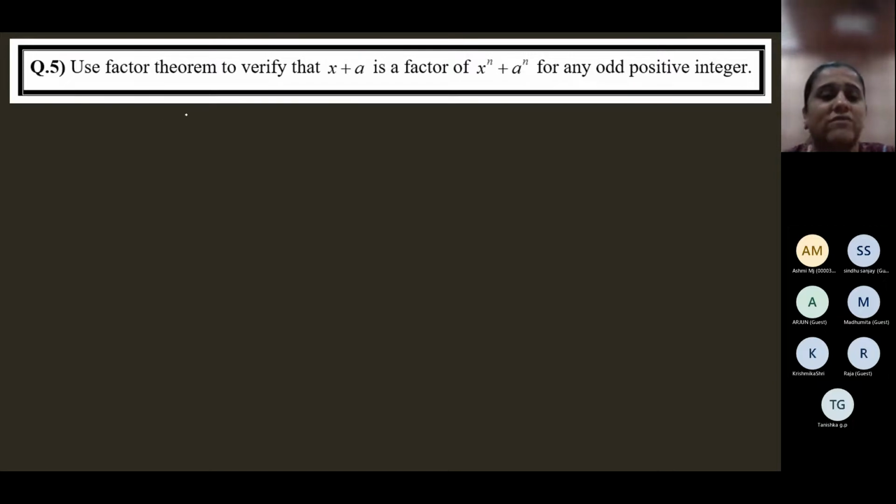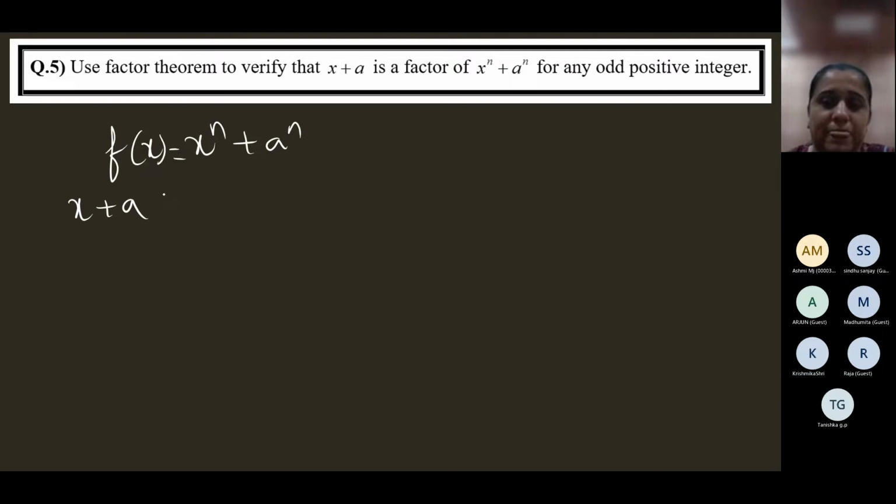So we have a polynomial x to the power n plus a to the power n. We'll call it, say, f of x. Now we have a linear polynomial x plus a. We need to show that this linear polynomial x plus a is always a factor of this one where n is odd. You must prove that x plus a is a factor of this where n is odd.